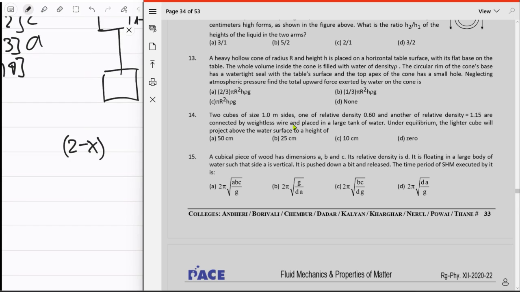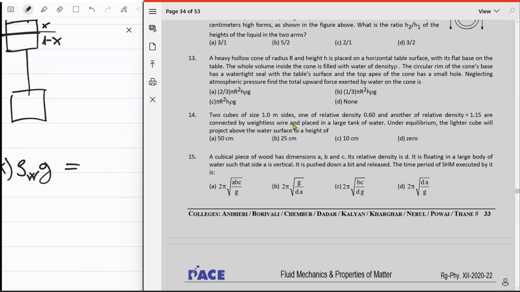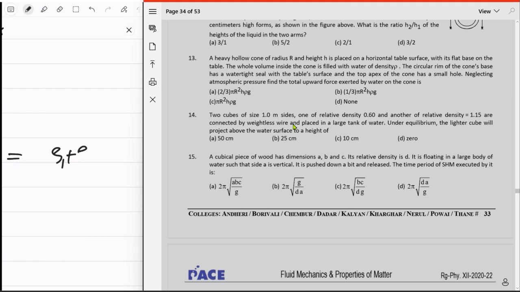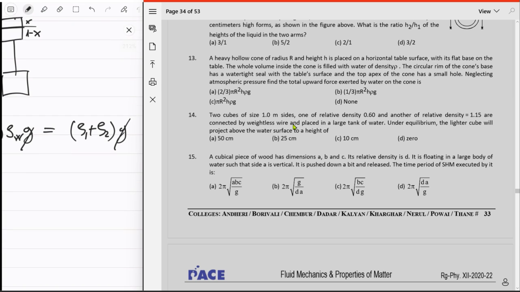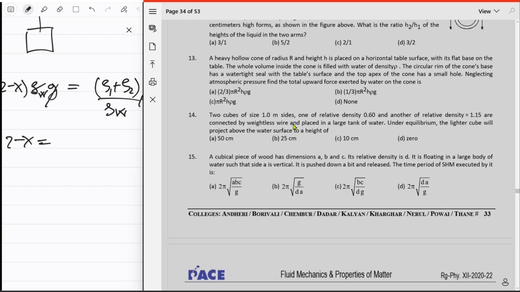That times the density of water in SI units times g is the buoyant force. That's equal to the total weight, which is rho 1 plus rho 2 times g. So this goes in the denominator, just rho w, and then just relative densities. This means 2 minus x is equal to 0.6 plus 1.15, which is 1.75. So x will be 0.25 meters, which is 25 centimeters. That's the answer.